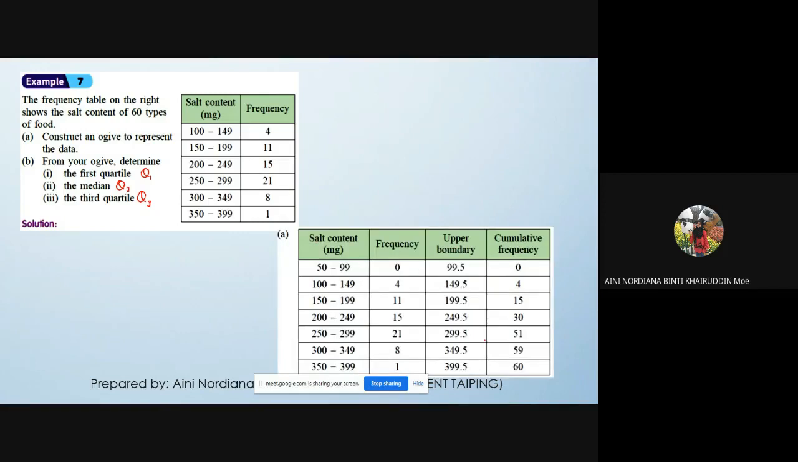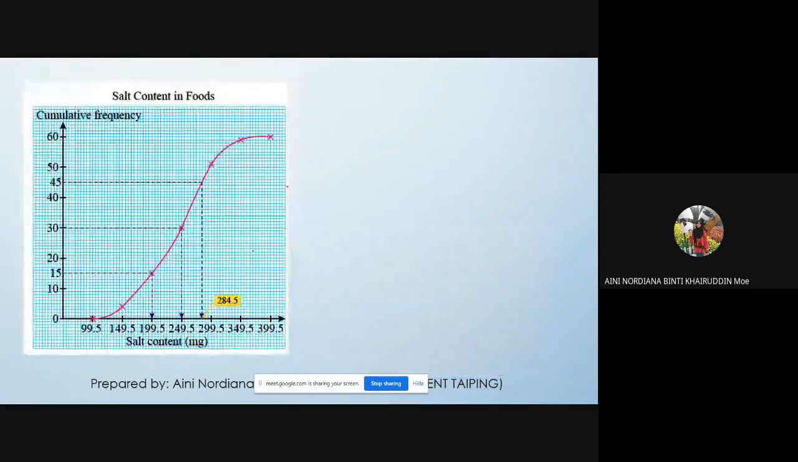So first, draw the frequency table. Don't forget to add one class before the first class with zero frequency. And then you need the upper boundary and the cumulative frequency. Next, draw an ogive. The x-axis is the upper boundary, and this one is the cumulative frequency. This one must be drawn neatly. If you don't draw it neatly, you cannot get the answers for Q1, Q2 and Q3.